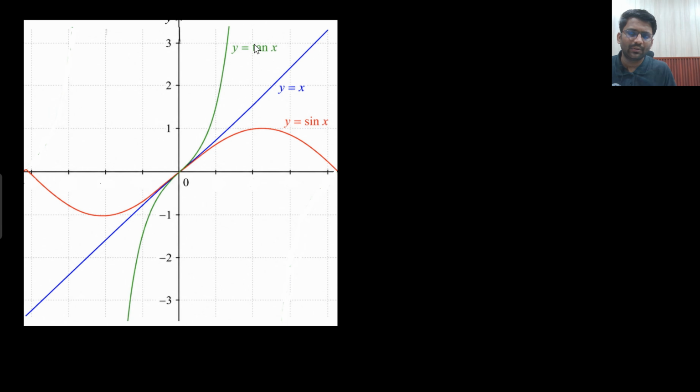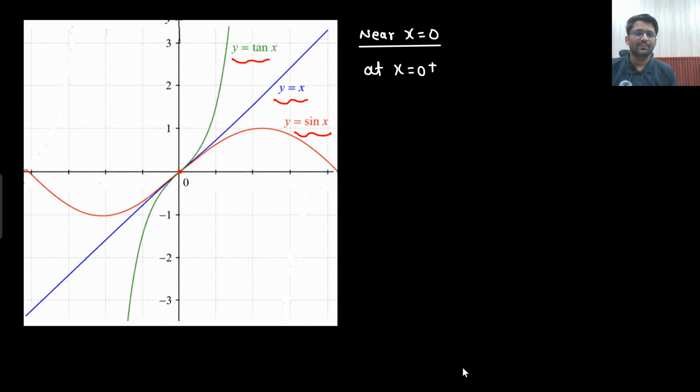The graph of tan x is visible to you? Yes sir. The graph of y equals x and y equals sin x. Let's talk for x greater than 0, near 0 but x greater than 0. All discussion is going near x equals 0 only, but I am talking about x greater than 0. That means at x equals 0 plus. What is the scenario at x equals 0 plus? The scenario is that tan x is greater than x and it is greater than sin x. Do you agree to this point? Tan x is greater than x and then sin x.